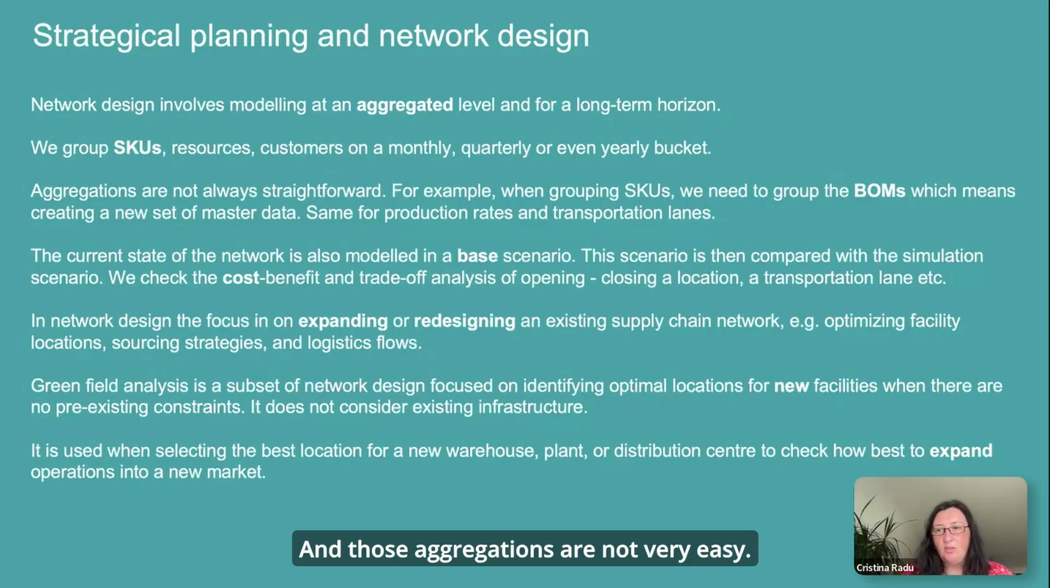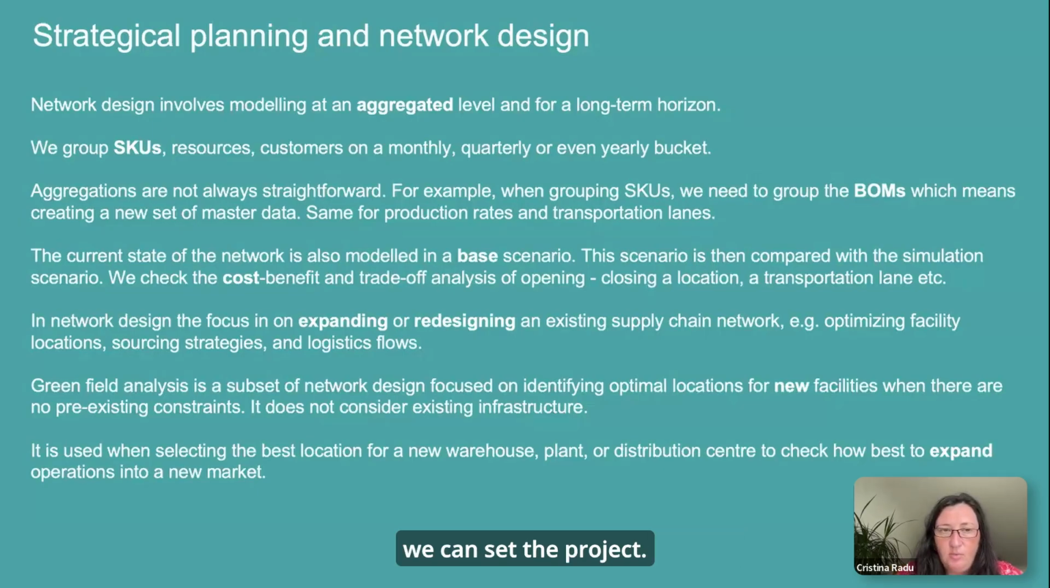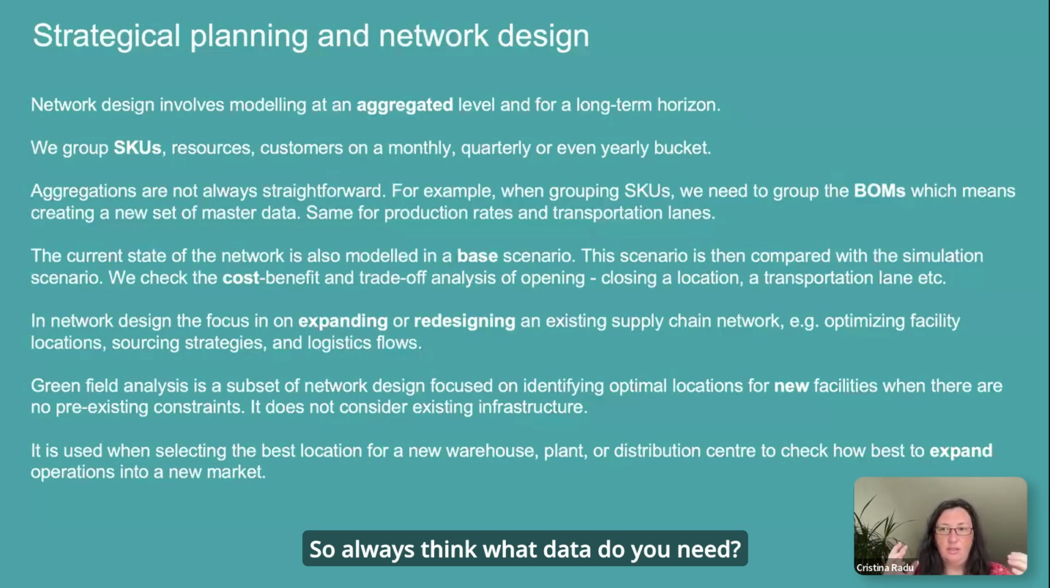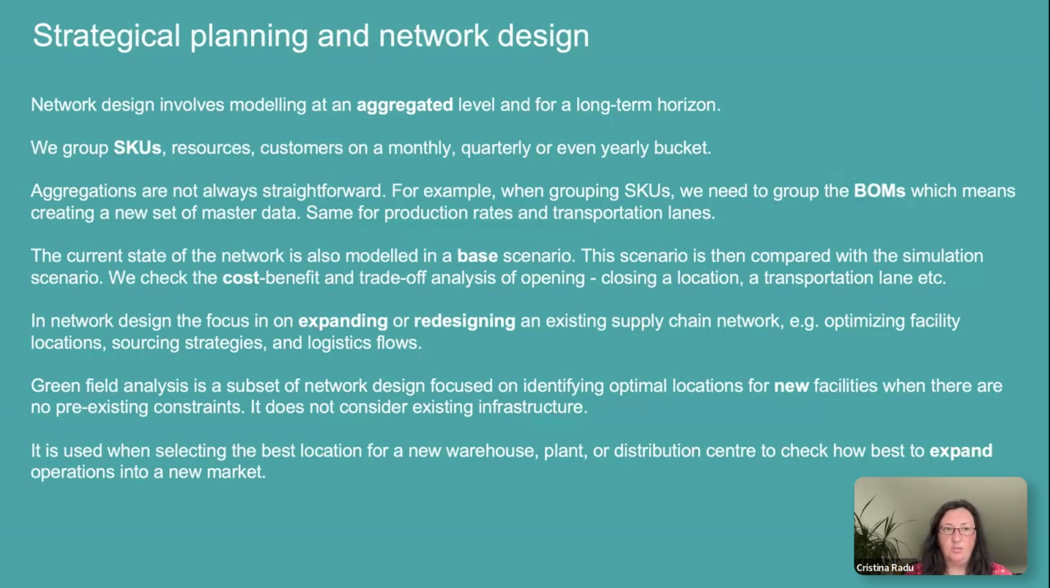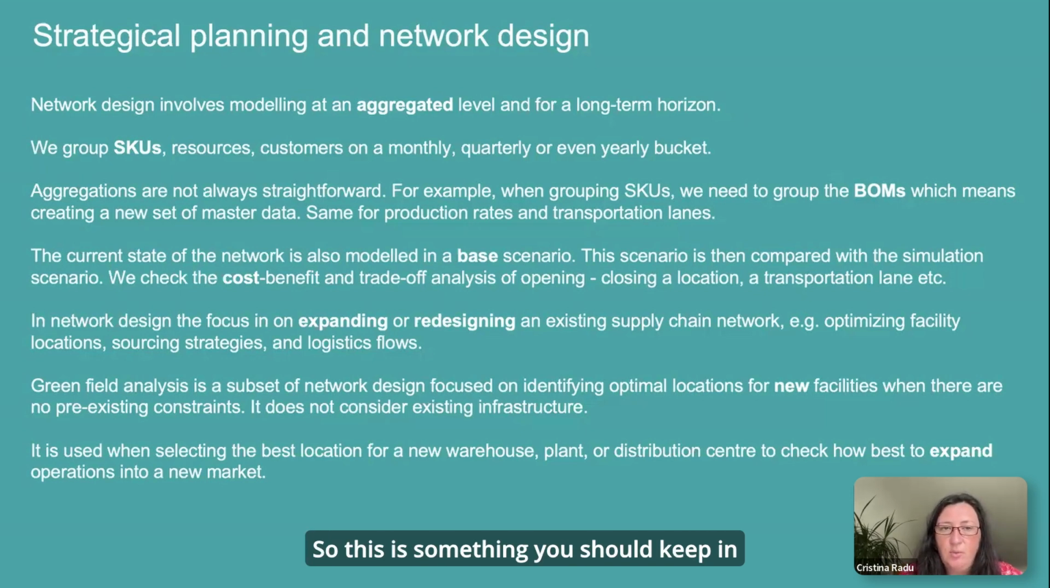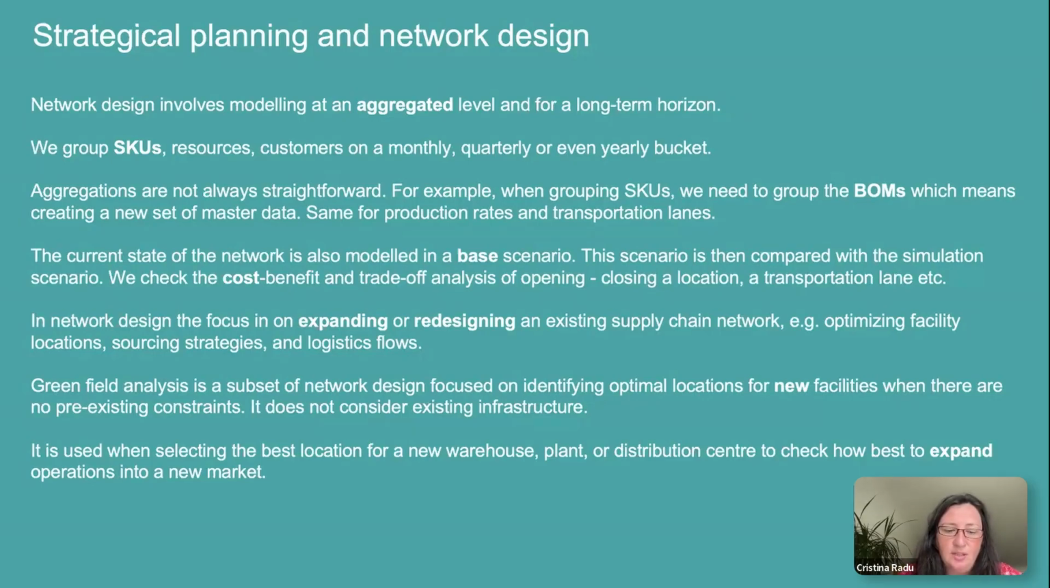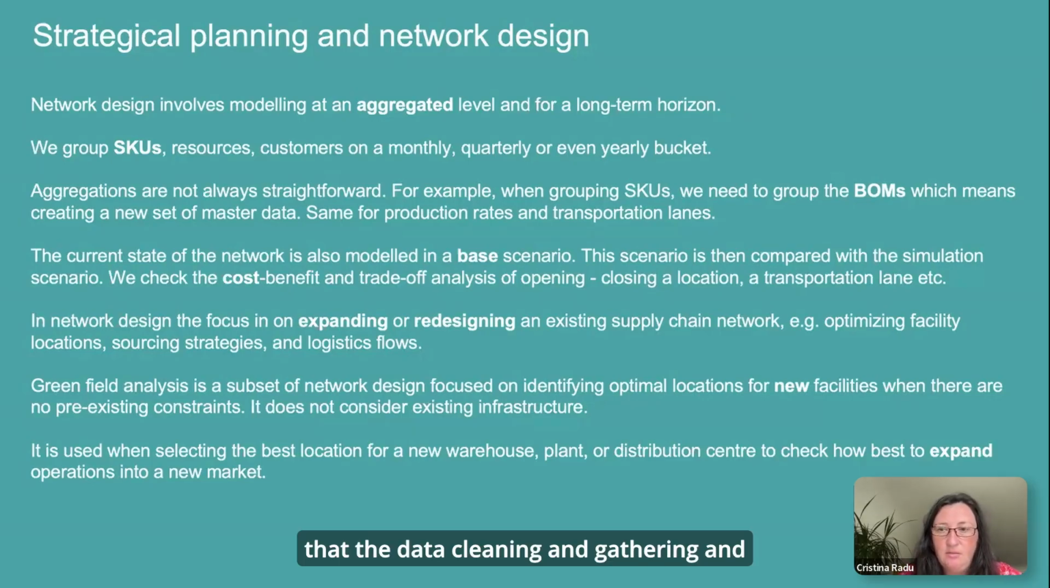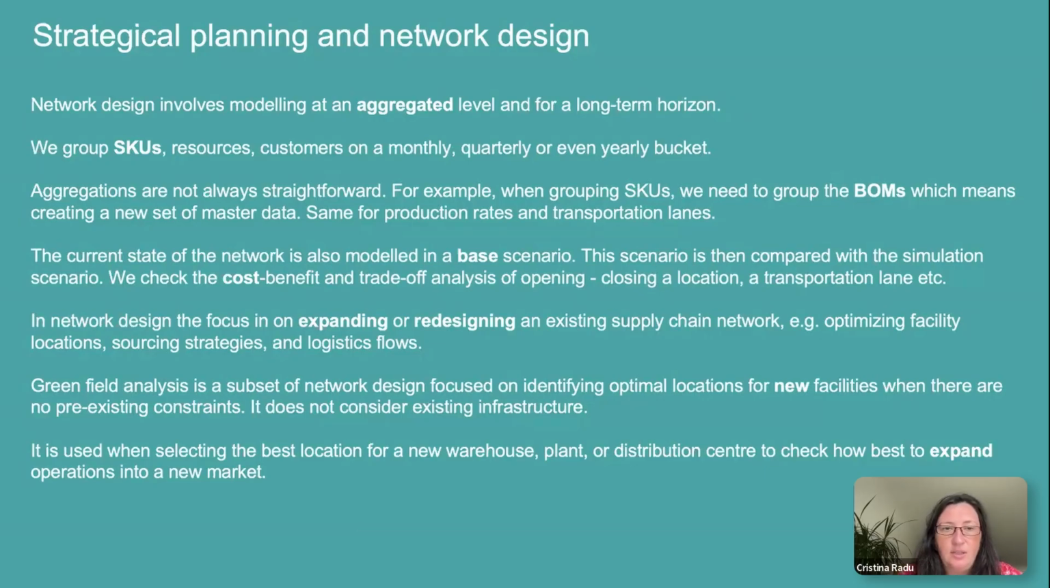And those aggregations are not very easy. This is an issue which happens in most of the projects. People think that the data is ready and we can start the project. So always think, what data do you need? How long does it take to get coherent data and so on? So this is something you should keep in mind for all projects about optimization, that the data cleaning and gathering and organizing takes a long time, more than you always expect.